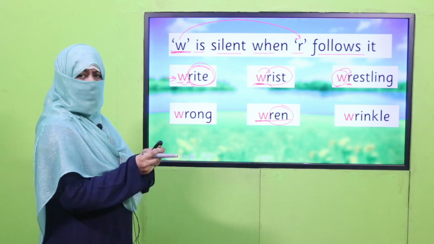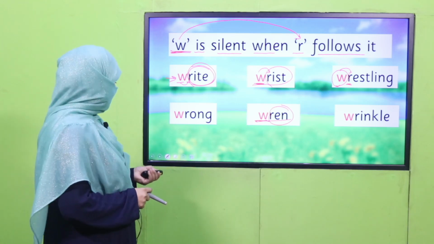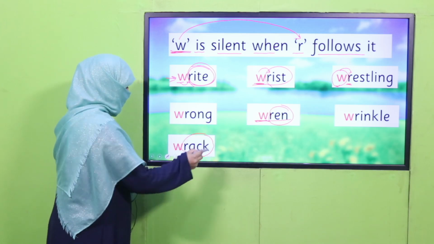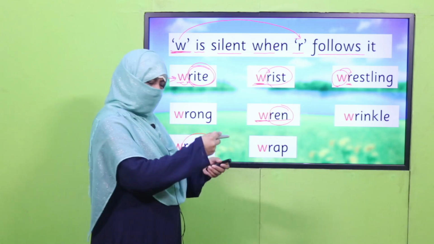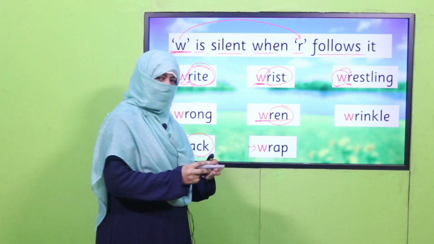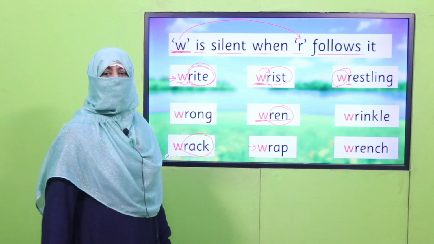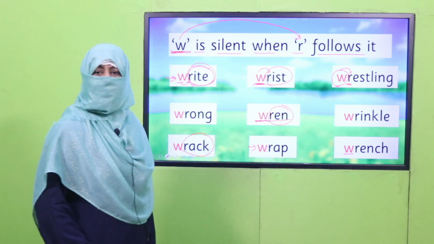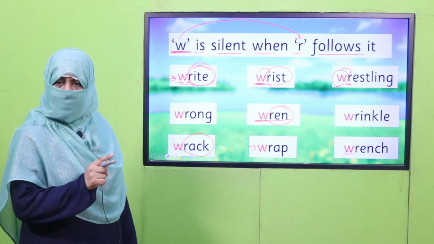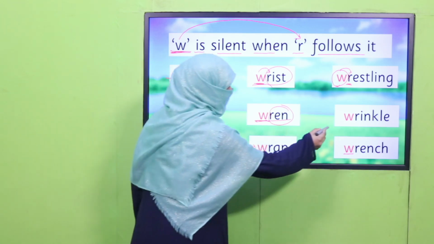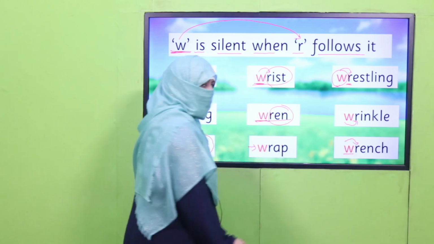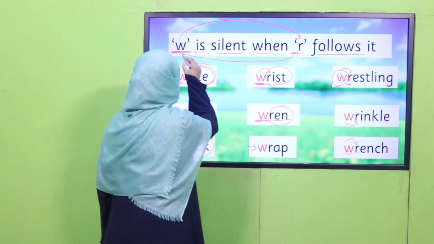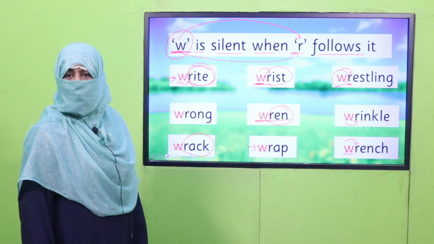Wrinkle, you know, when you crush something, there are wrinkles there. Wreck, wreck means something which is ruined. Wrap, you wrap something in a sheet or something, so that's wrap. And wrench, it's a tool, you know. So all these words are written with W, but this W is silent over here. Why? Because all the W's are followed by R. You got the rule? Whenever W is followed by R, this W will be a silent letter in that word.